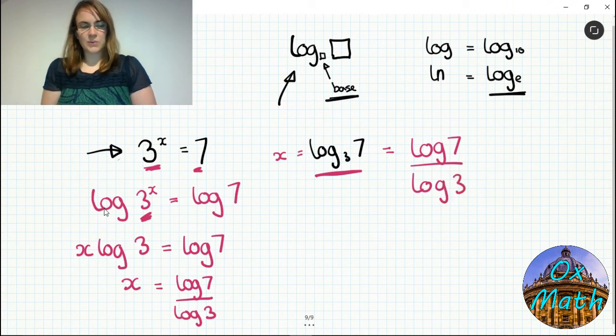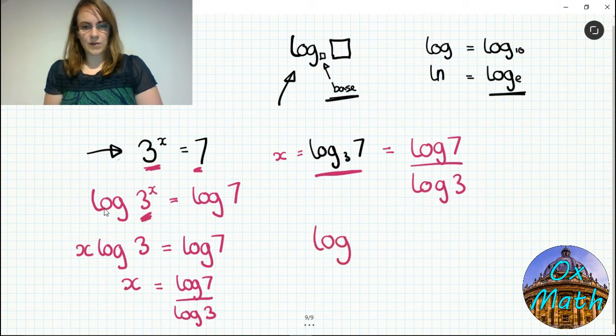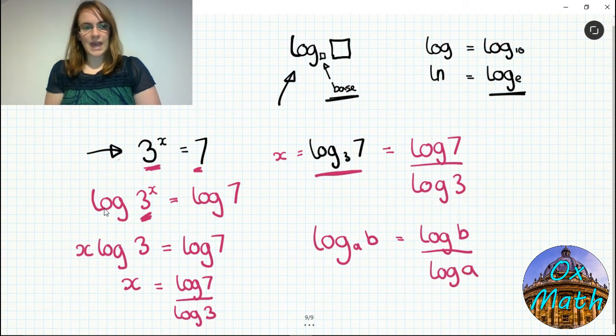So that actually works with any base, and the general rule is if we have log base a of b, that is the same as log of b over log of a. And we could have used any log we liked in the beginning. Like I said, we could have had our natural logarithm, log base e, in there.